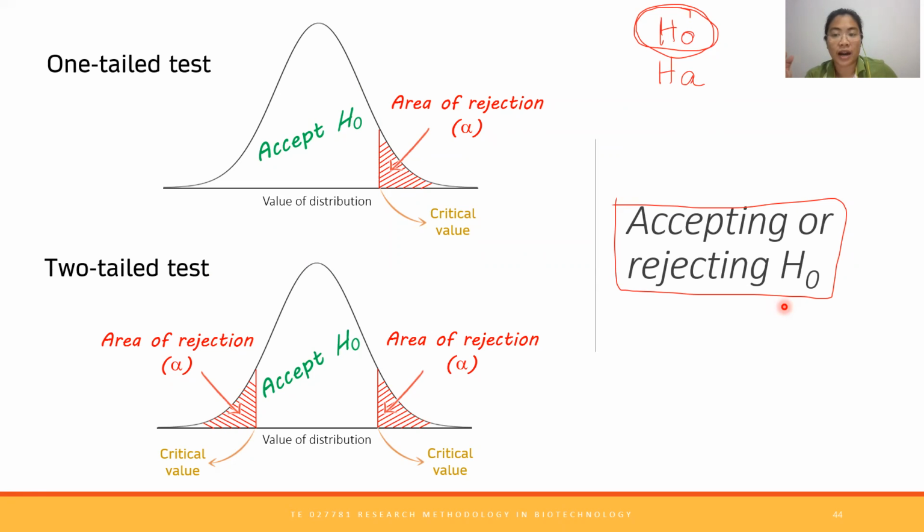Okay, if you are accepting the null hypothesis, the easiest way to say it is you are rejecting the alternative hypothesis, or if you are rejecting the null hypothesis, in that sense you say that, okay, you accept the other one. Okay.